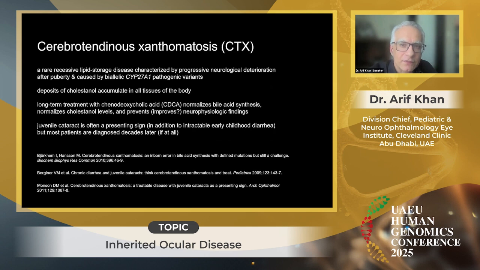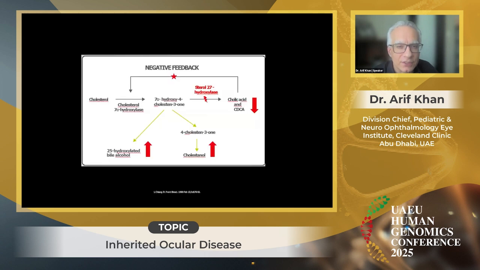It's a progressive storage disease where cholesterol deposits accumulate throughout the body. And by intervening with chenodeoxycholic acid, the metabolic pathway can be normalized and degeneration can be prevented. So it's really, really important that we pick up these patients. We ophthalmologists are in a unique position because we see these patients with juvenile cataract, but unfortunately, the diagnosis is often not suspected. It's very underdiagnosed. And if it's ever made, it's often made 10, 20 years later after the degeneration has occurred.